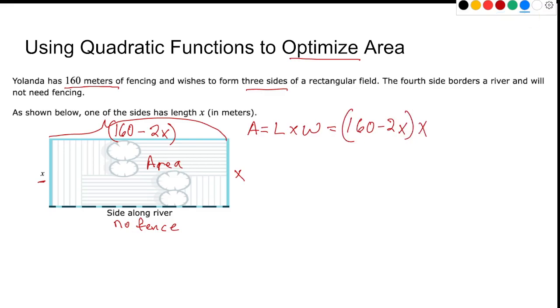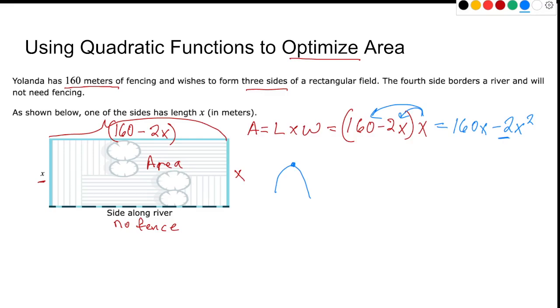Now make the full quadratic. Let's go ahead and distribute this x through, and then we'll see we do get a quadratic. So that's 160x minus 2x squared. Now with a negative 2x squared, we see that that's going to be a parabola that opens downwards, which means it's going to have a maximum at the vertex. So the vertex will give us a maximum. What are we getting here?